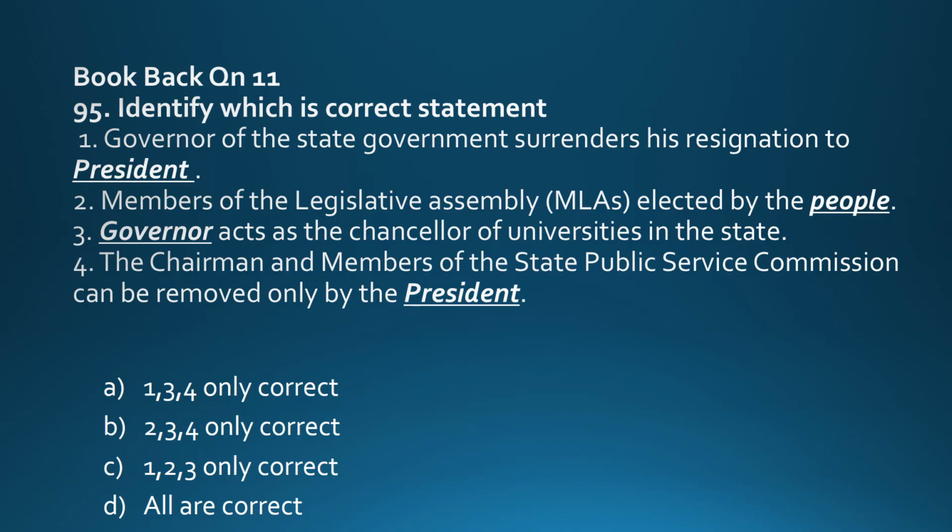Question number 95. Identify which is the correct statement. 1. Governor of the state government surrenders his resignation to President. 2. Members of the Legislative Assembly, MLAs, are elected by the people. 3. Governor acts as the Chancellor of universities in the state. 4. The chairman and members of the State Public Service Commission can be removed only by the President.